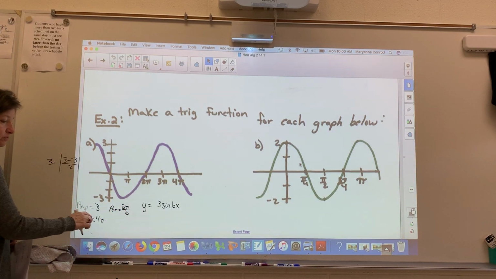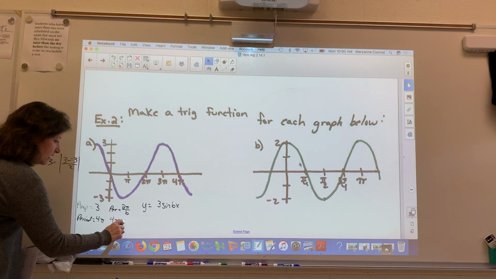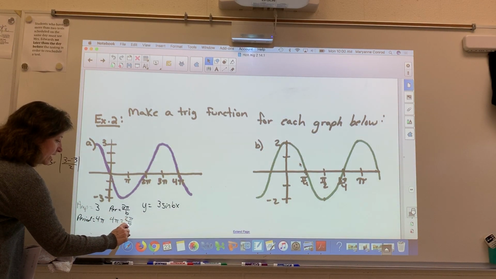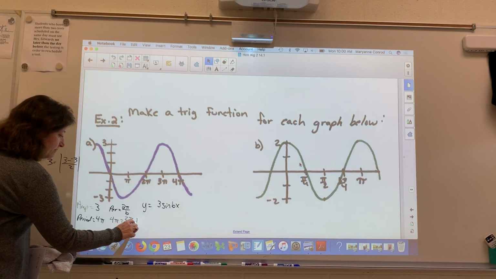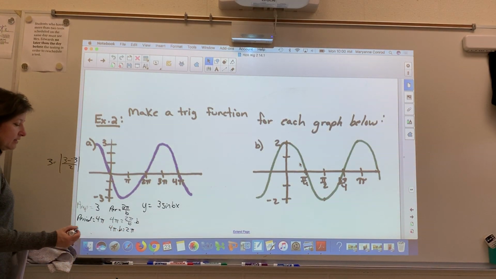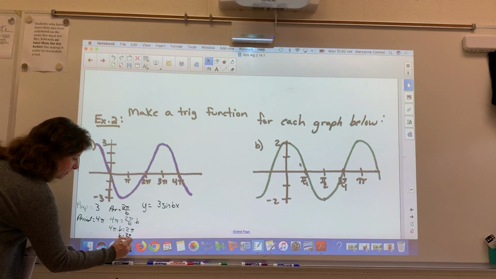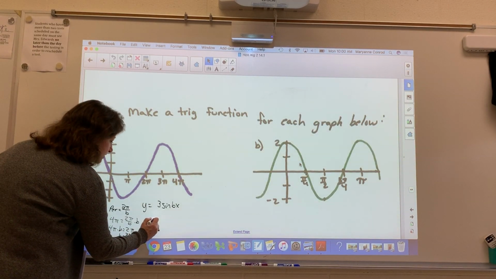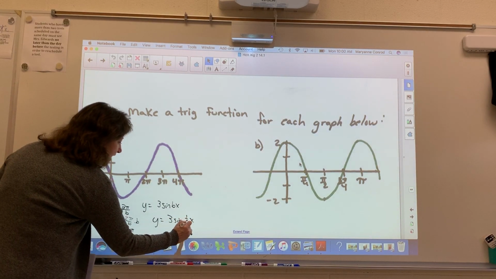Well, what do we know this period is? It is 4 pi. So 4 pi equals 2 pi over B. How would I solve for B? I would multiply both sides by B. So 4 pi times B equals 2 pi. Then what? Divide by 4 pi. So B equals 2 pi divided by 4 pi. So B is 1/2. So in my equation, we have y equals 3 sine 1/2 x.